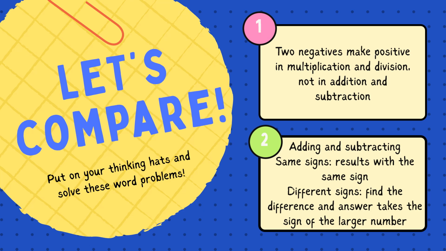When you're adding or subtracting the same signs, the result takes on the same sign, right? If the signs are different, what you're going to do is find the difference and the answer takes the sign of the larger number. Remember that. Okay? If you're still not clear, go back to the previous video. Put your questions in the comments and I will definitely respond. Okay?